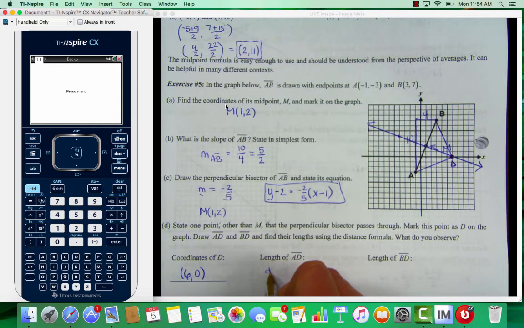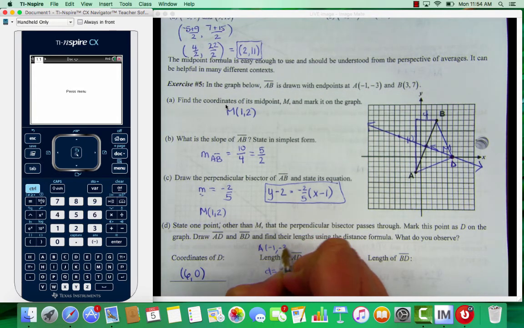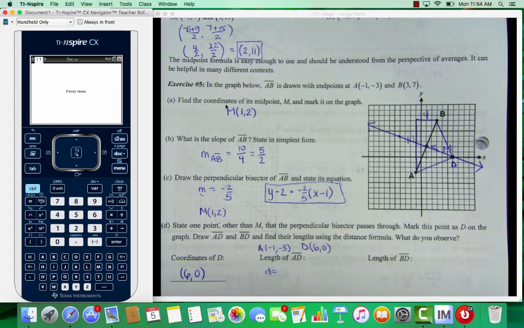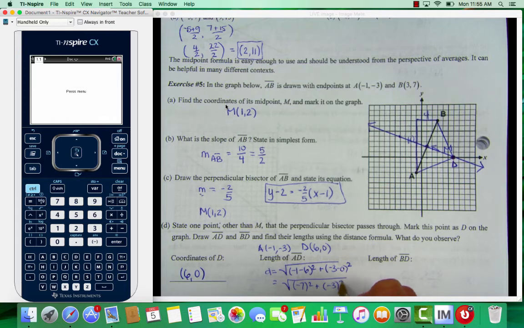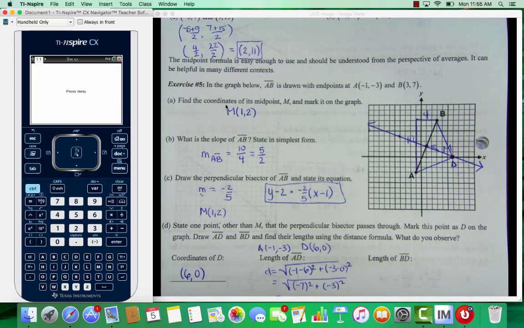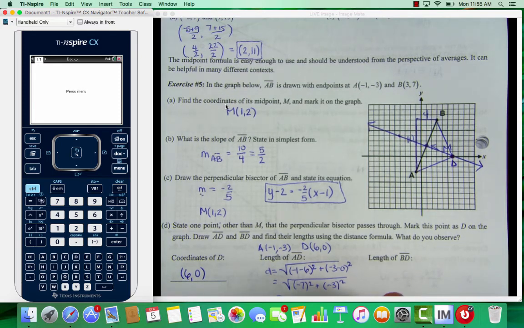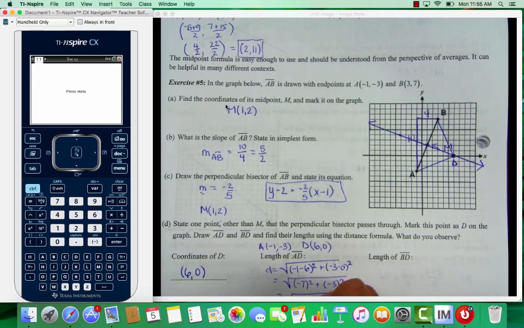So to find the length, I'm going to use my distance formula. Now A has coordinates negative 1, negative 3, and D has coordinates 6, 0. So to find the length, I'm going to take the square root of my x values subtracted, so negative 1 minus 6 squared, and then my y values subtracted, so negative 3 minus 0 squared. And then we'll clean it up. So we have negative 7 squared, negative 3 squared. And remember, when we square negative numbers, we would not end up with negative answers. So negative 7 squared is negative 7 times negative 7, which is a positive 49. And then negative 3 squared is going to be a positive 9. And when we add those together, we get the square root of 58.